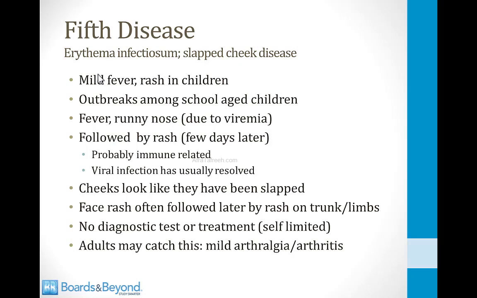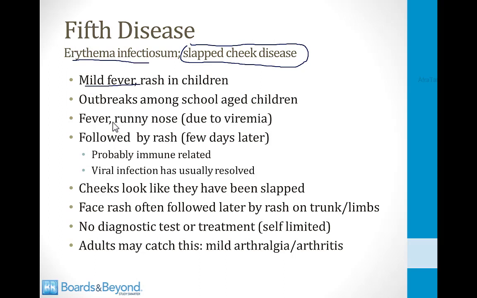But there are two more benign syndromes, and these include fifth disease, which is a childhood rash syndrome, and arthritis. So let's talk about fifth disease first. It's also called erythema infectiosum, but the easiest name to remember is slap cheek disease. This is a rash that occurs in children along with fever, and outbreaks are very common among school-aged kids, so this will run through a classroom at an elementary school.